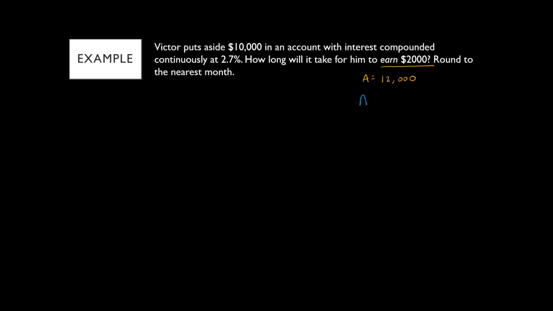So we are using our formula A equals P e to the rt. Our starting amount is $10,000, so that's P. r is 2.7%, which is 0.027. And then we have A is 12,000. So I'm going to put this in the formula. 12,000 equals 10,000 e to the 0.027 t.